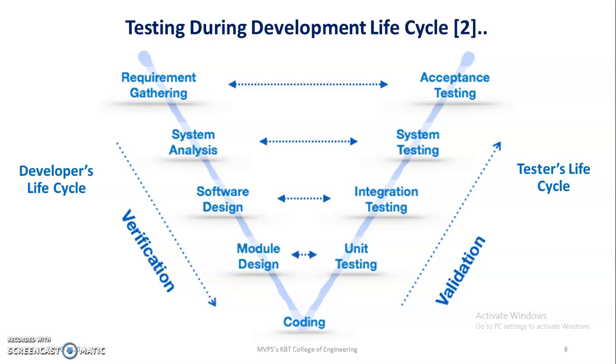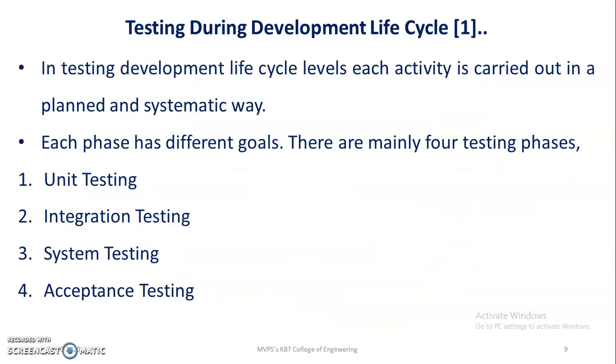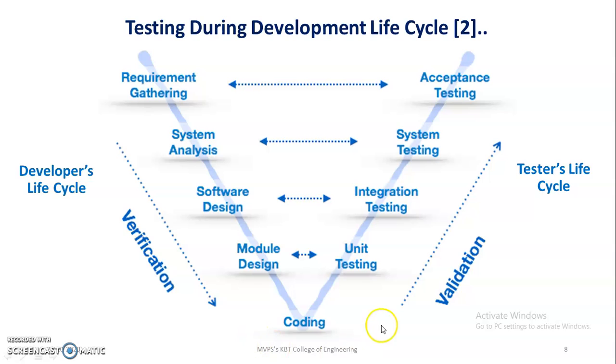Developer life cycle and tester life cycle. So this is all about the V model in testing during the development life cycle. Like we discussed, this is a planned and systematic way, and each phase, that is the development phase and the testing phase, has different goals, but they are related to each other. Module design is parallel to unit testing, software design is parallel to integration testing, system analysis simultaneously to system testing, and requirements are parallel to acceptance testing.